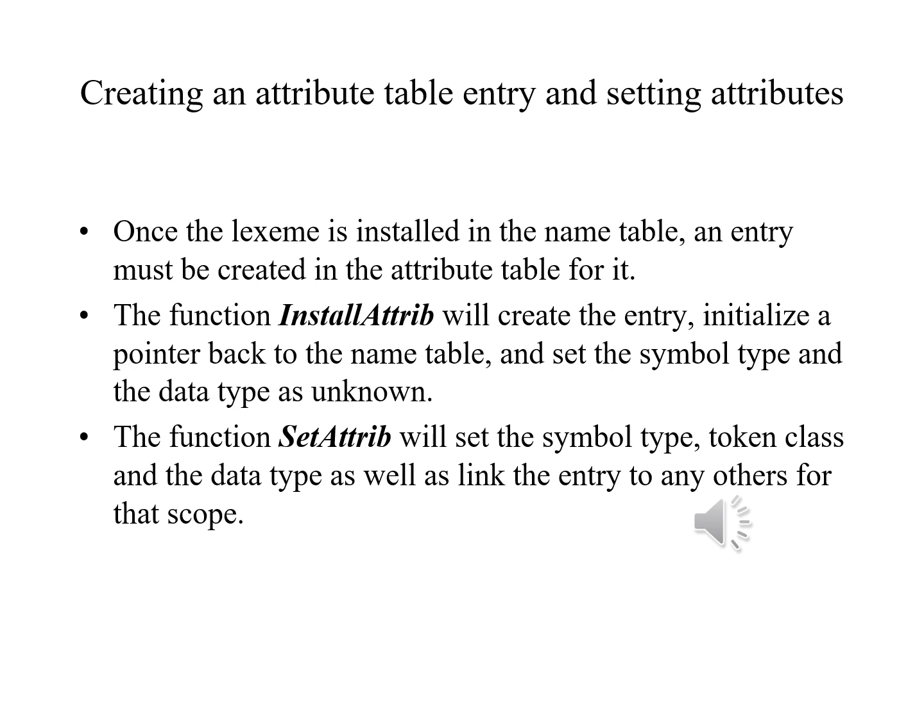Once the lexeme is installed in the symbol table, an entry must be created for it in the attribute table. The function installAttrib will create the entry, initialize a pointer back to the name table, and set the semantic type and the data type both as unknown. The function setAttrib will set the semantic type, the token, and the data type, as well as link the entry to any others for that scope.